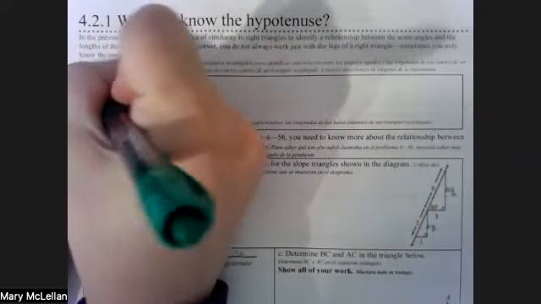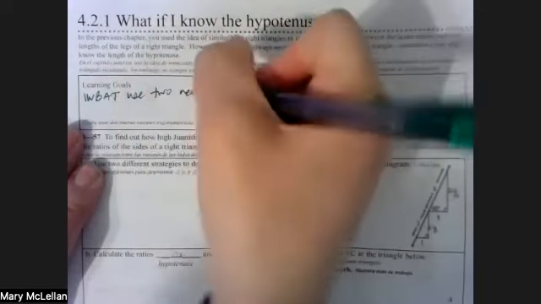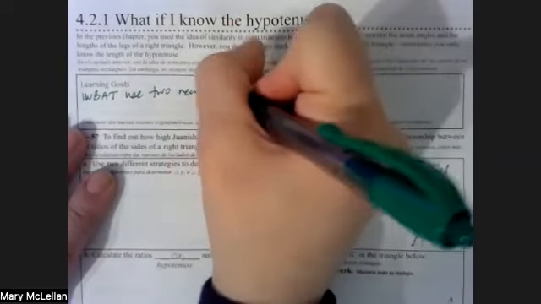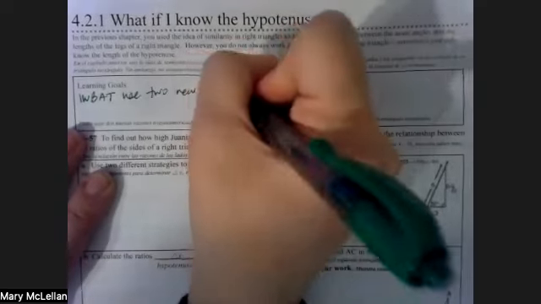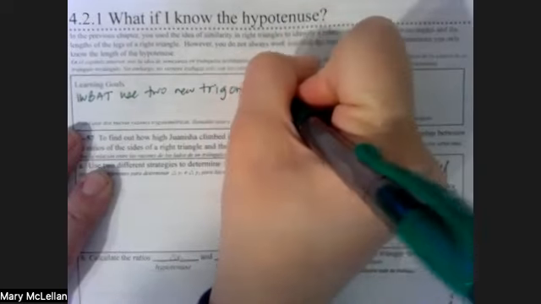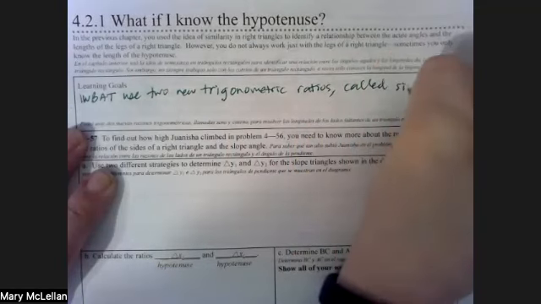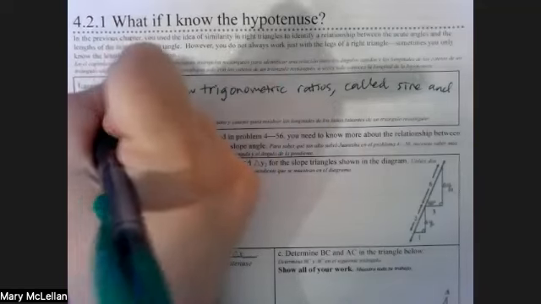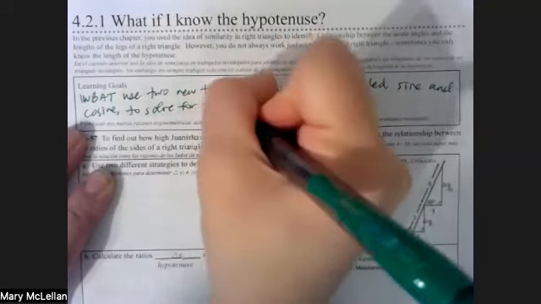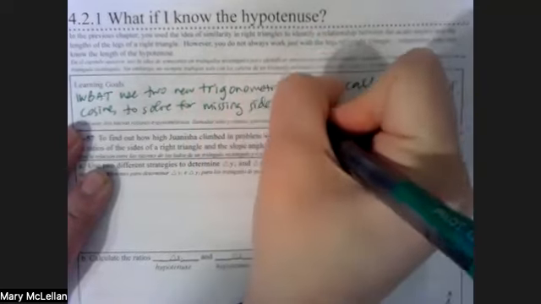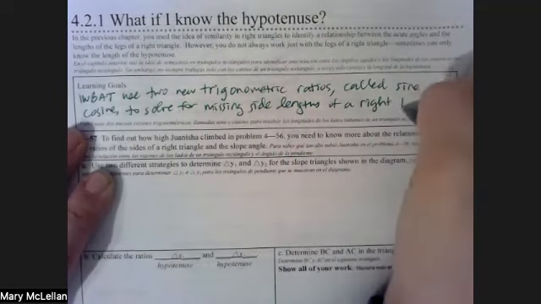I will be able to use two new trigonometric ratios, usually people will just say trig, called sine and cosine to solve for missing side lengths of a right triangle.